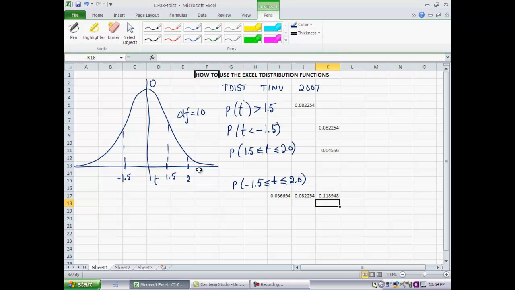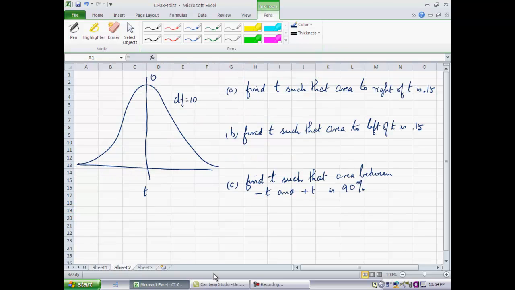11.8% is the area to the right of 2 plus the area to the left of minus 1.5. Now all I have to do is subtract it from 1. Okay, so 88.1%. So the probability of T being between minus 1.5 and 2 is 88.1%. So it's a little mental gymnastics it takes simply because of the way the Tdist function works. Now let's look at the reverse, which is the T inverse.